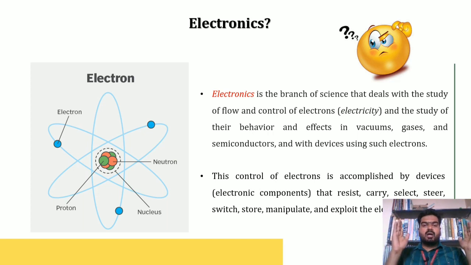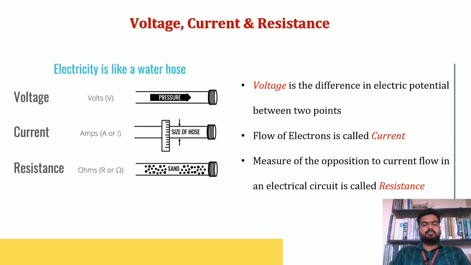Everything that involves electron movement or the control of electrons is called electronics. The control of electrons is accomplished by devices and electronic components that resist, carry, select, steer, switch, store, manipulate and exploit, everything coming under this concept. So this is called electronics.